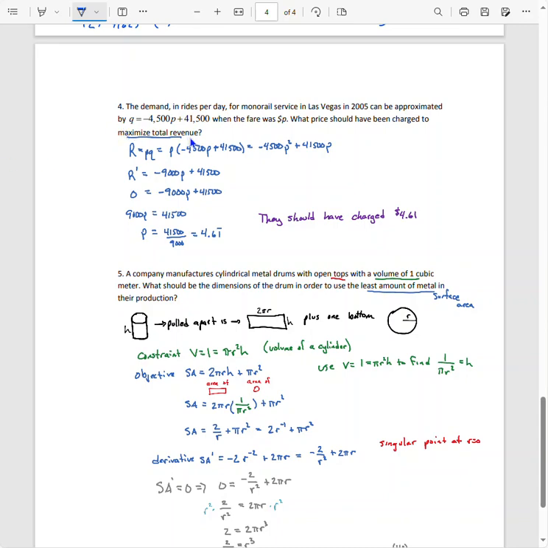Maximize revenue. Revenue is always price times quantity. That's P times our Q, which is negative 4,500 P squared plus 41,500 P. To maximize revenue, we take the derivative, which is negative 9,000p plus 41,500. Set it equal to 0. I'll add 9,000p to both sides, divide both sides by 9,000, and I get p equals 4.61, and the 1 repeats. So to get maximum revenue, they should have charged $4.61 for the monorail in 2005.